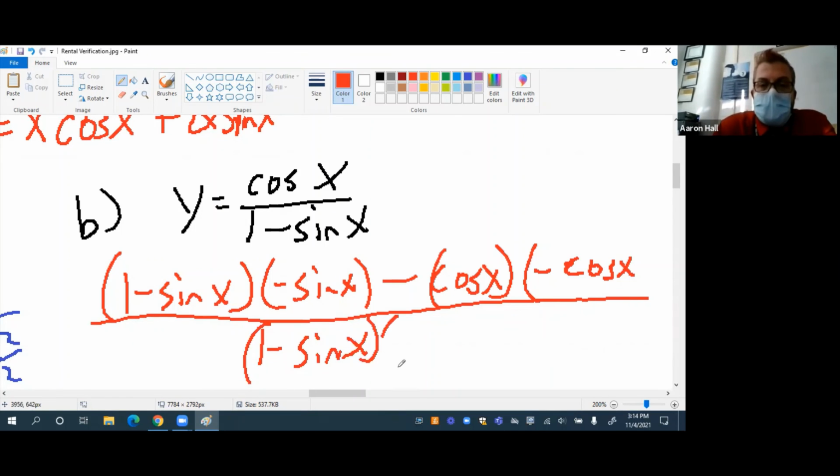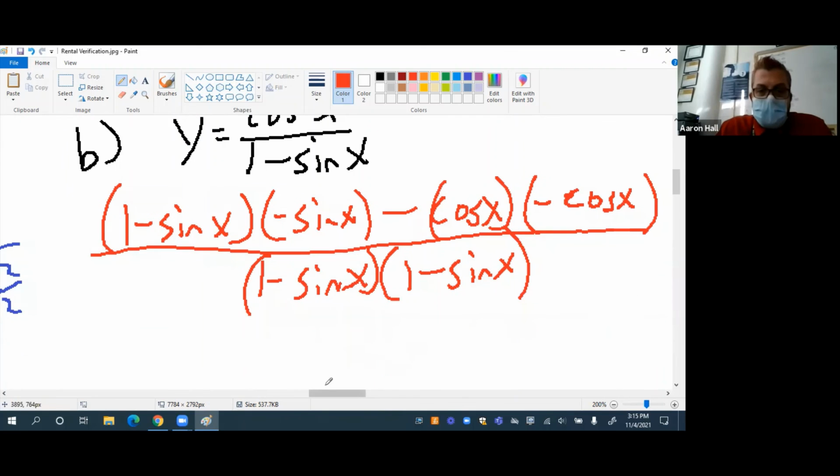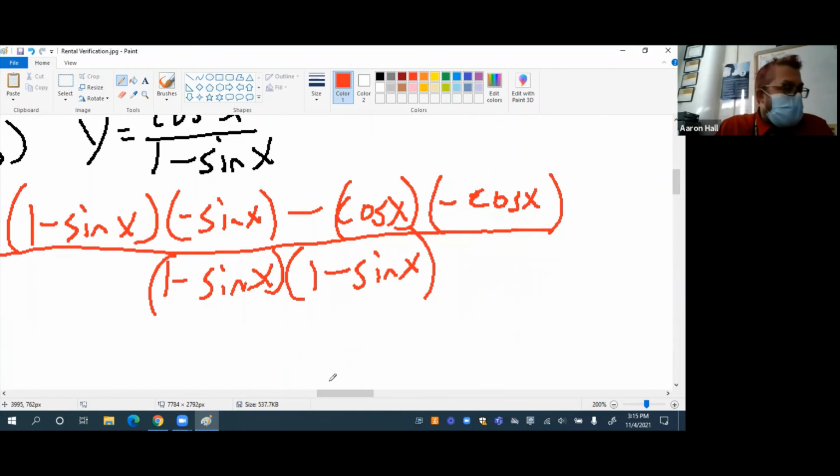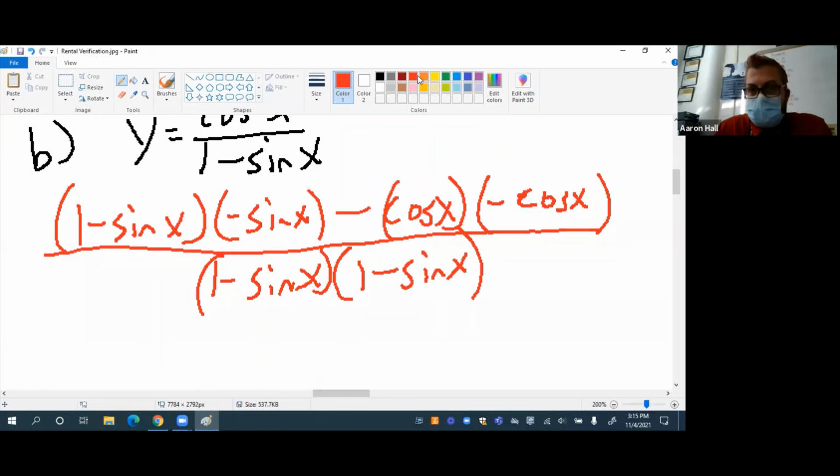Is this 1 minus sine of x, or is this 1 minus sine of x times 1 minus sine of x? This is not a difference of squares. It's 1 minus sine of x, squared. Now what can I do with the numerator?